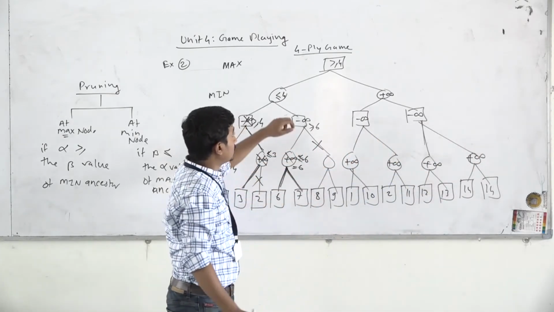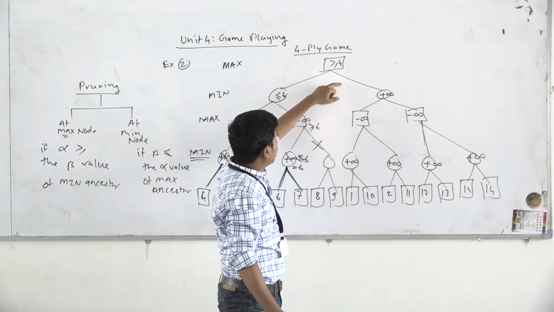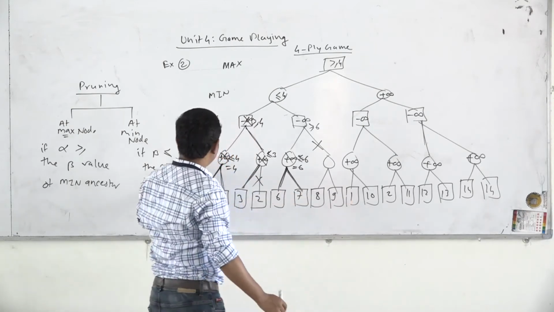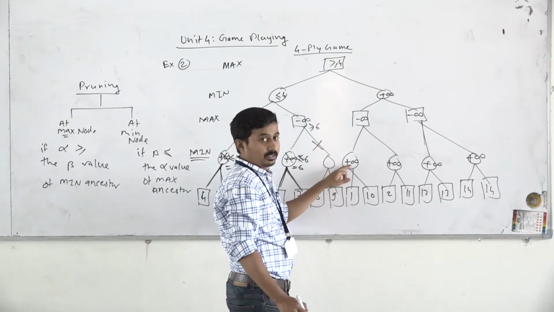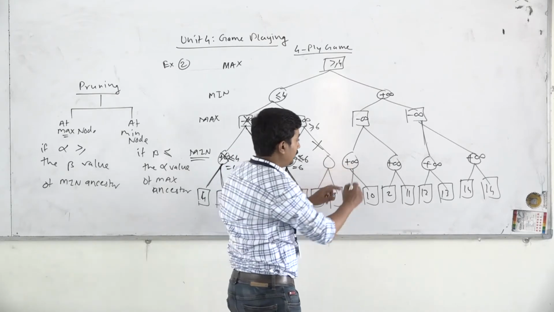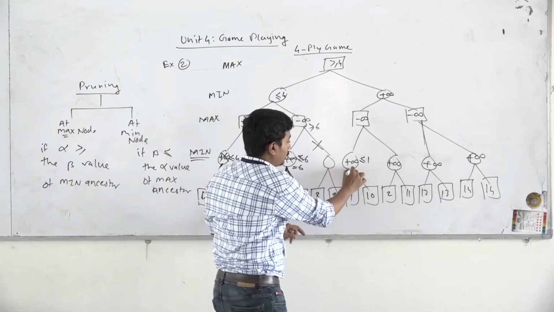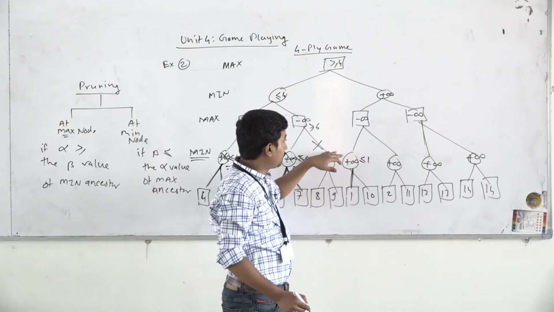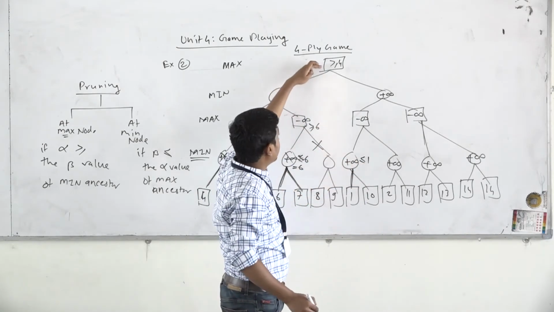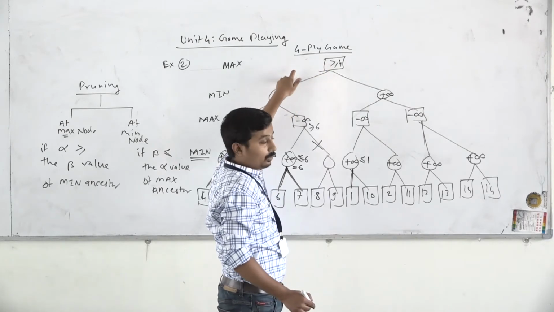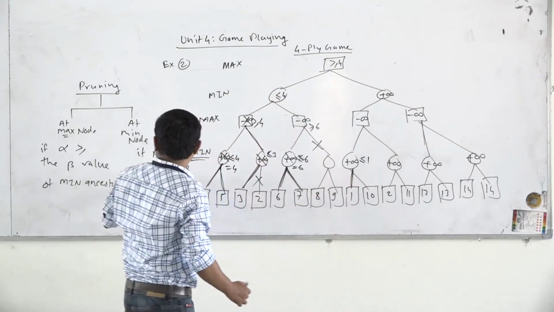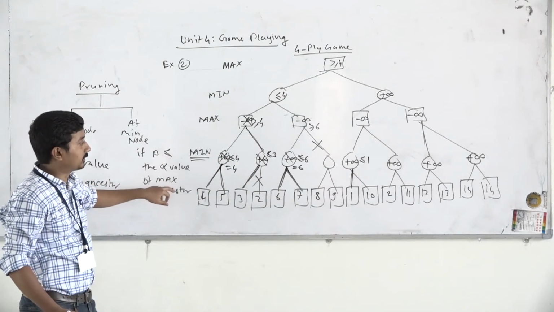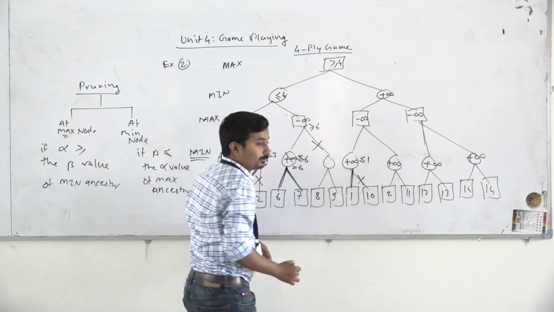Now we will come here and go to this branch. Here it is 1. Now this is a min node and it wants to minimize the value. 1 is smaller than this one, so this node is explored and it is expecting a value lower than this one. But at this moment, this max node has a branch greater than 4, so we can prune this. You can compare this condition also: beta is less than the alpha value of the max ancestor. So this branch is pruned.